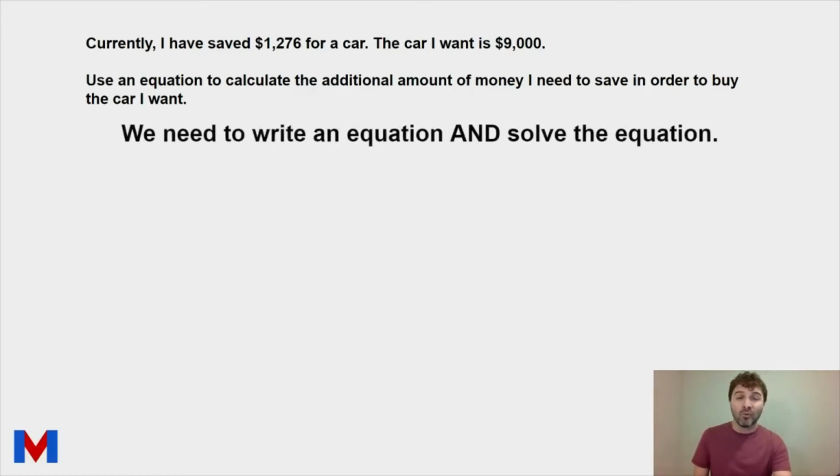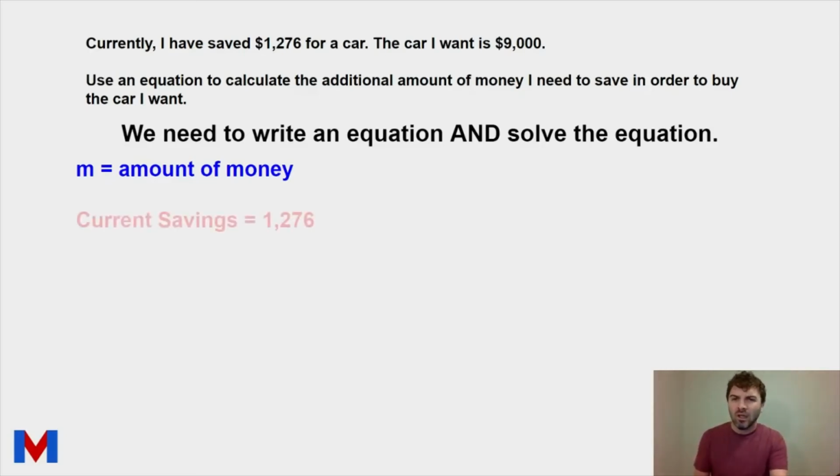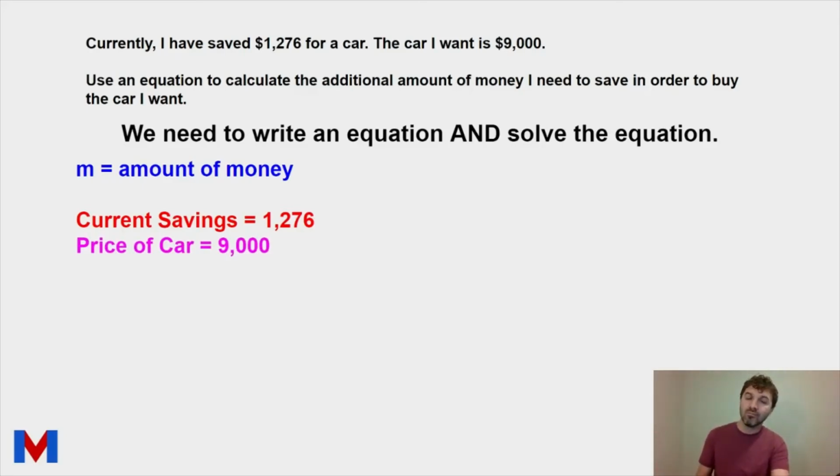Alright, we're going to write an equation and then solve an equation. Again, that means we need a variable. Let's use M for the amount of money. Again, you can use D for dollars, S for money saved, C for car, X, Y, Z. It really doesn't matter, okay? But they all represent the same thing, which is the amount of money that you need to save in order to buy the car. Okay? We know that you already have $1,276, and we know the car costs $9,000. Okay? Let's get to our equation.